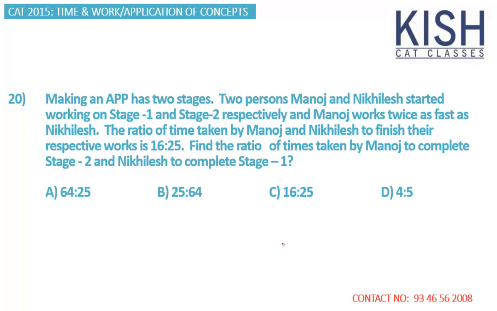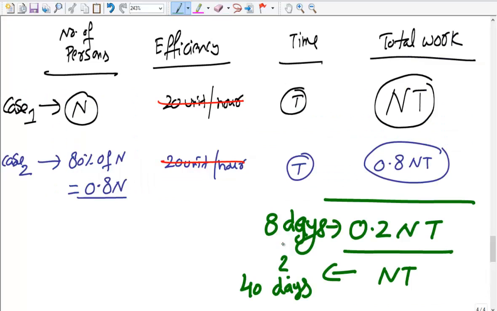However, the efficiencies are given in terms of ratio only, and the time taken to finish their respective works is also given in terms of ratio only. Find the ratio of the time taken by Manoj to complete stage 2 and Niklesh to complete stage 1. It's quite simple. This must be straightforward.